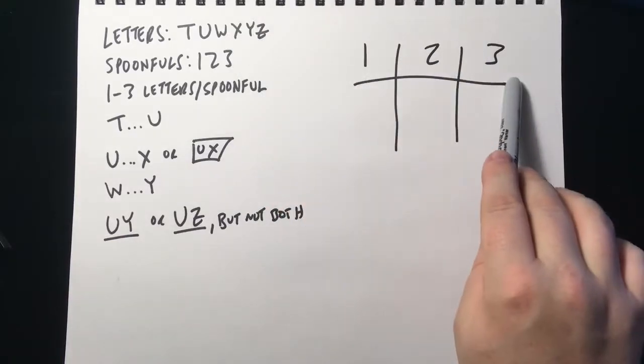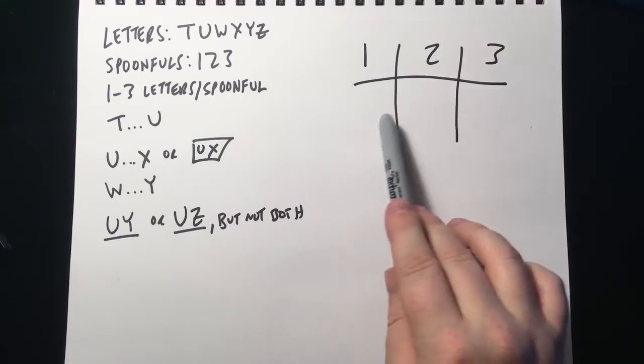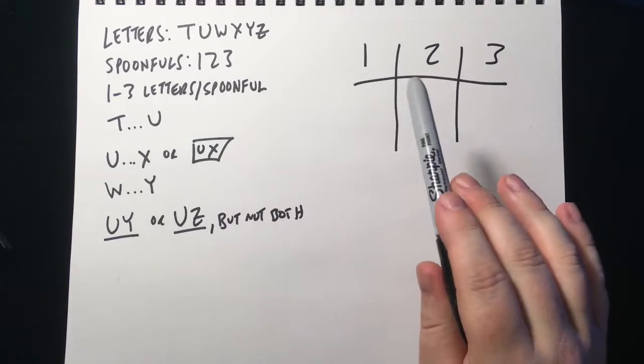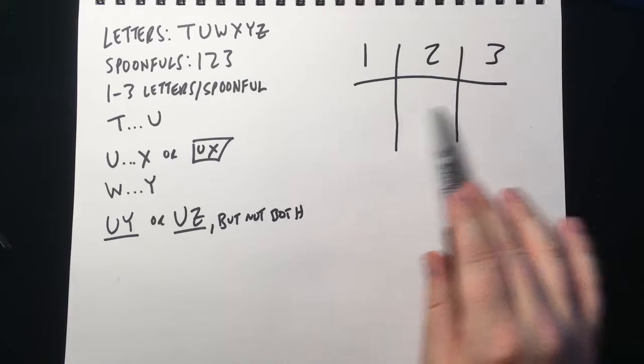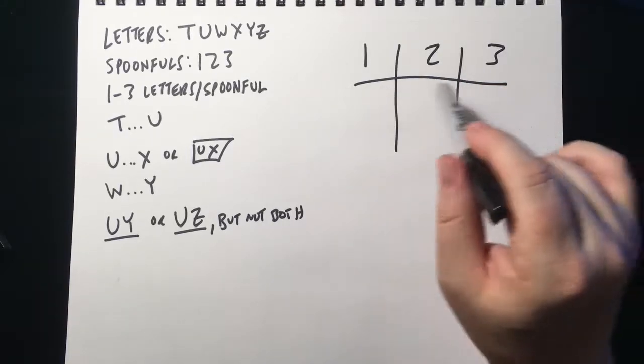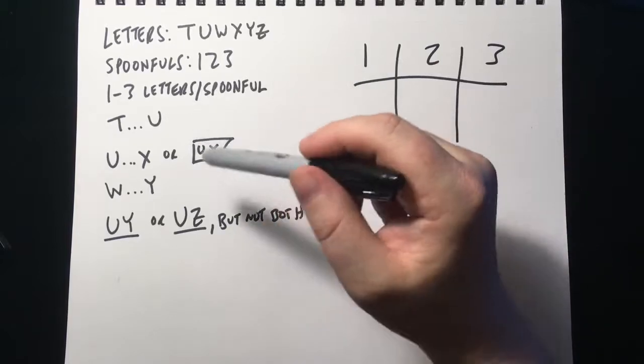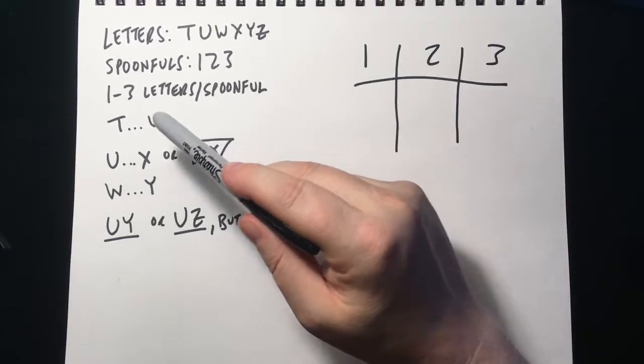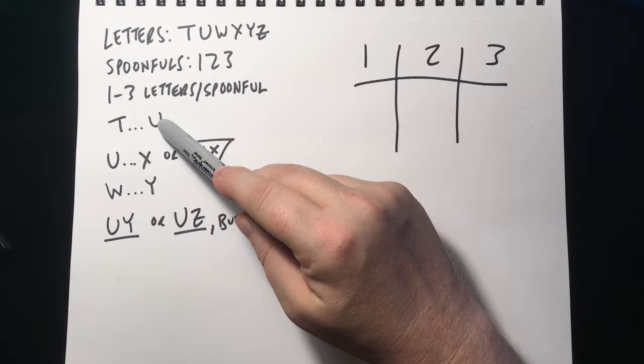So sketch 1, 2, 3 across the top. The letters will go in here. Obviously, some of them will have, maybe it goes 2, 2, 2. Maybe it goes 1, 2, 3. Maybe it goes 3, 2, 1. We have no idea the exact numerical distribution. We have some rules. U is in a later spoonful than T.